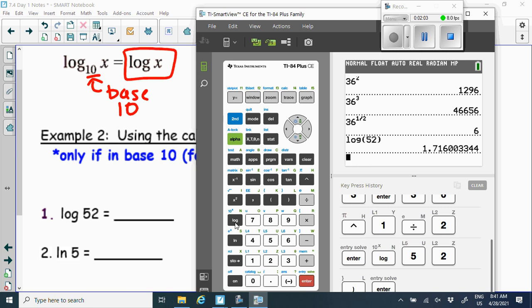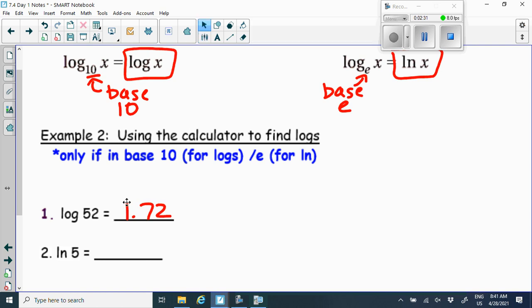This log represents the common log. So you can't really use this log button if you have any base other than 10. If you have log base 4, you can't use the log button. If you have log base 100 or log base 22, you can't use this log button on your calculator. You can only use it to represent the common log. Let's round to 2 decimal places, so 1.72 as our answer there.